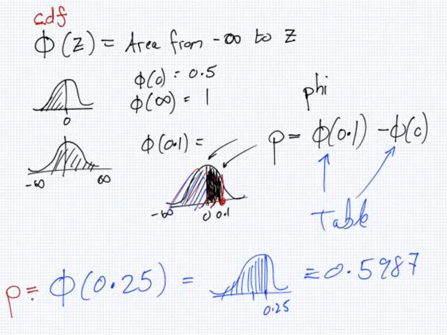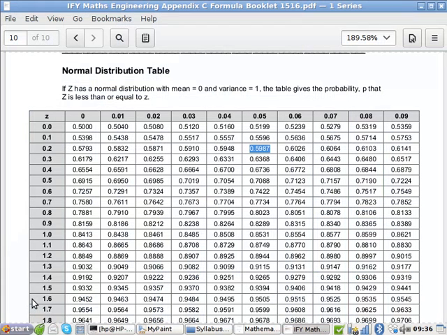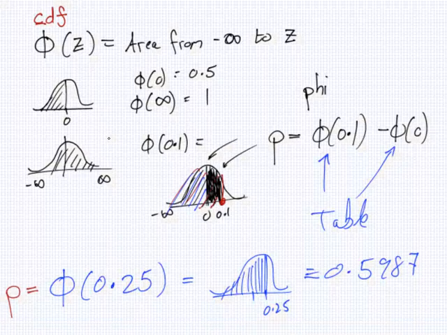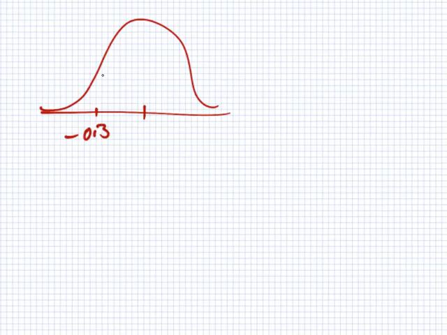Okay. One problem with this table, if you notice, you can't look up negative values. You see the smallest value on it is 0. Do you see that? It starts at 0. So for example, if you wanted something like, say, this area at minus 0.3, well, we have a big problem because we can't look up minus 0.3.